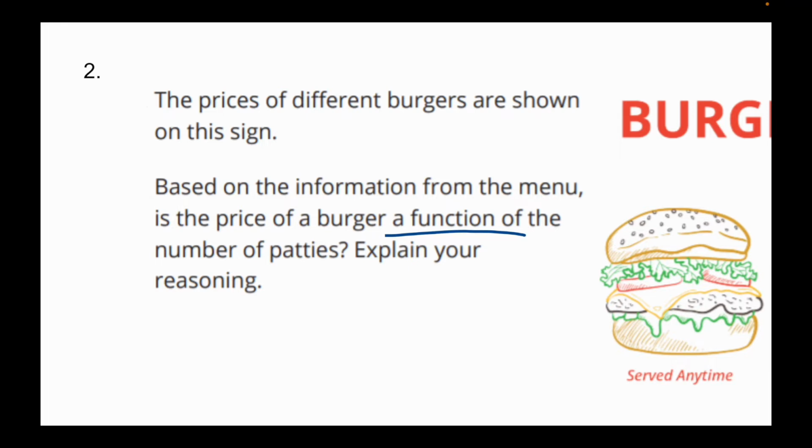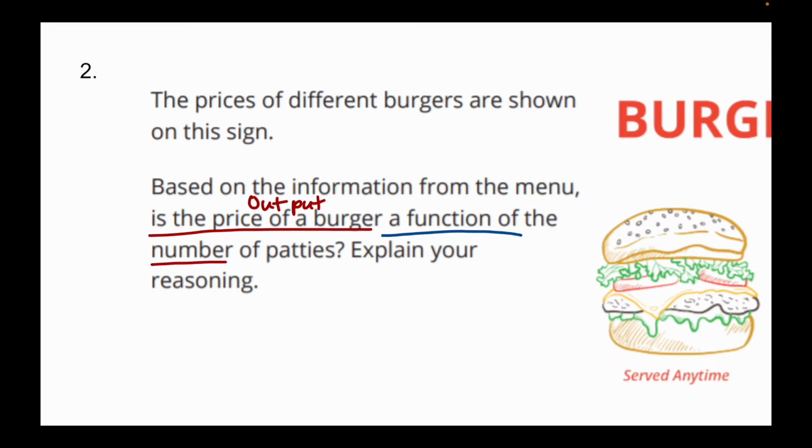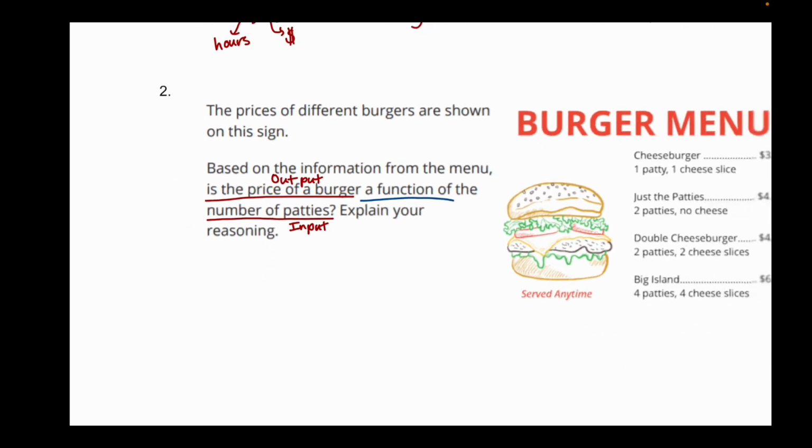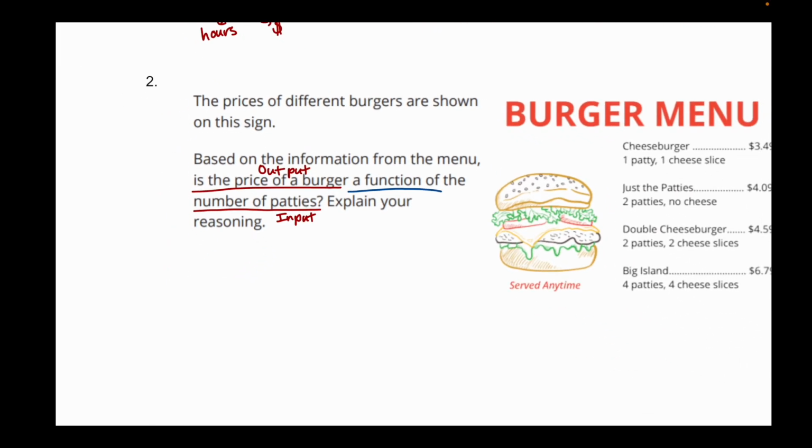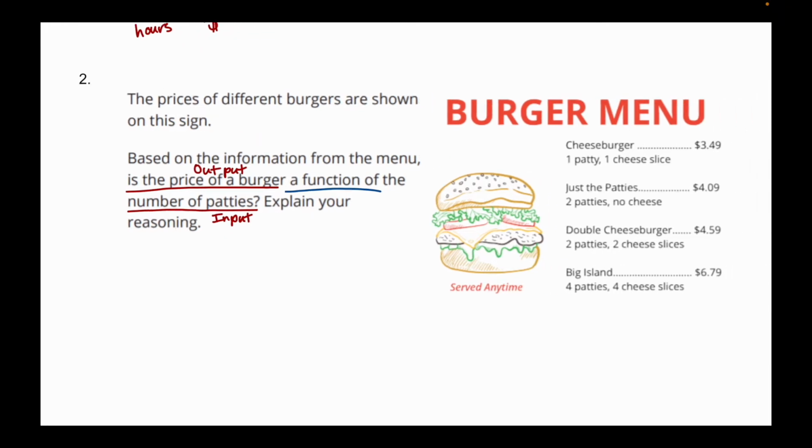So what they're asking is price of a burger, and this is output. And the number of patties, this is going to be input. Because we would always say the output is a function of the input. So what I'm looking at is does the number of patties affect the price?